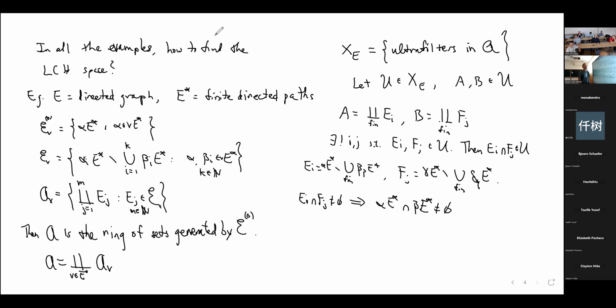So either alpha is an extension of beta or beta is an extension of alpha. So e.g. beta alpha. And that means that EI intersect FJ really has to be beta E star minus some larger finite set involving the different pieces we drew out. Let's just call it a finite union, some beta K star, something like that.